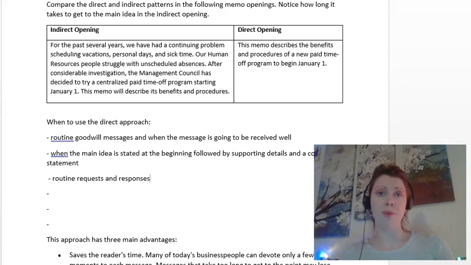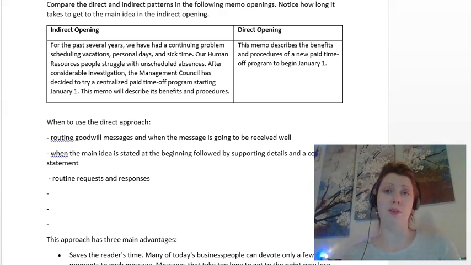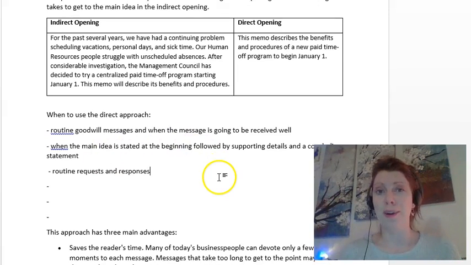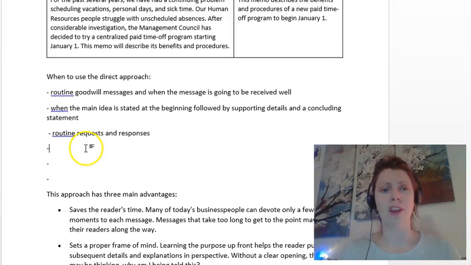You can think of times where you're just replying to a friend or even in a business situation, if you're replying to an email, that you use a direct approach to say a yes or no or whatever you're doing. You don't say, well, maybe this, oh yeah, then. No. So for routine requests and responses, it just makes more sense to use the direct approach.